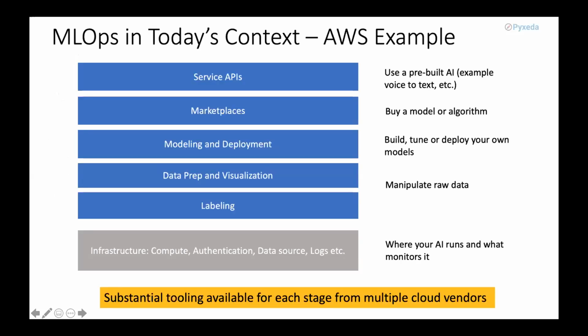So if you look at MLOps in the context of AWS, say that you are using AWS for doing production machine learning or deep learning. What I'm going to say applies to both. Then here are some of the things that you can kind of think about.